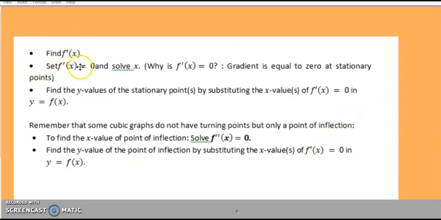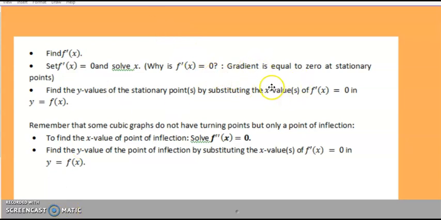First, we have to find f prime of x. So that means we have to find the derivative of the function. Once we have the derivative, we equate the derivative to 0 and we solve for x. This will tell me at which x values I will have my two stationary points.